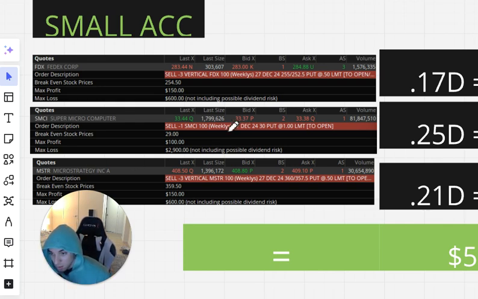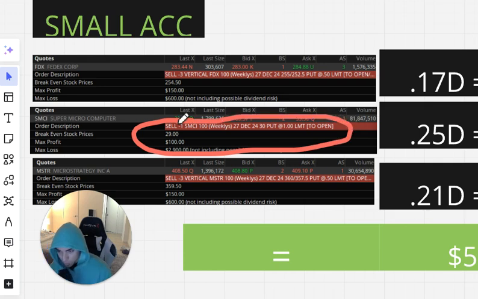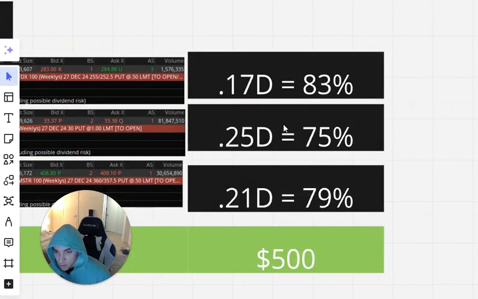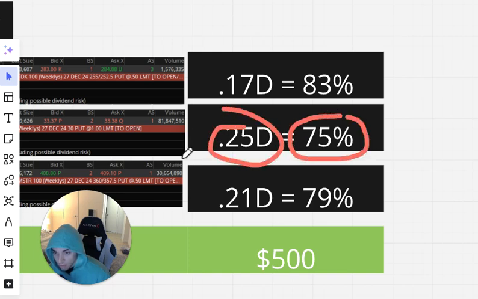Next, this is a naked put. So SMCI, going through a little bit of trouble right now, but overall there's some bullish news and research on it. So what I laid out here was selling one of the SMCI 30 puts. As long as it stays above 30 by expiration, you collect $100, and as you can see here, that's a 75% likelihood based on that strike price having a 25 delta.